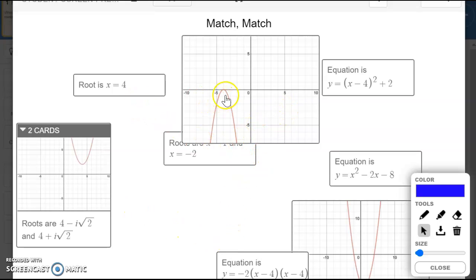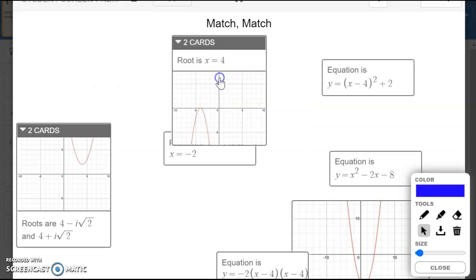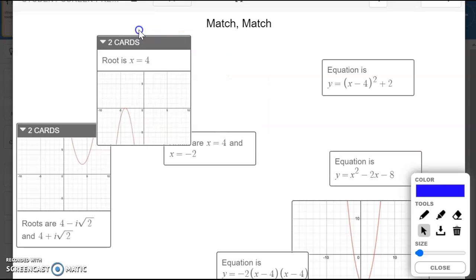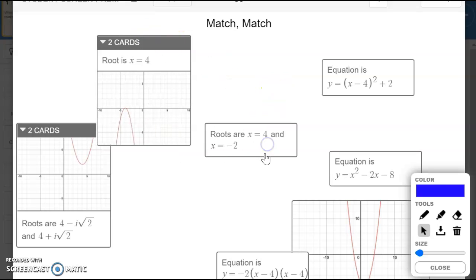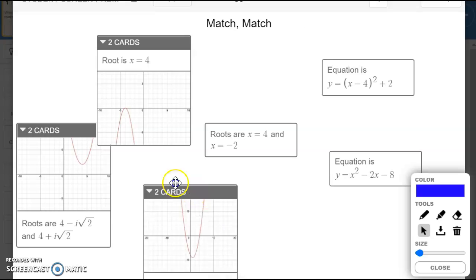Okay, and what about here? The root, the x value at which it touches the x-axis, is -4. Okay, so x is equal to -4 is the root. And it looks like I've made a mistake, it does not quite match. It should be -4. And roots are 4 and -2.